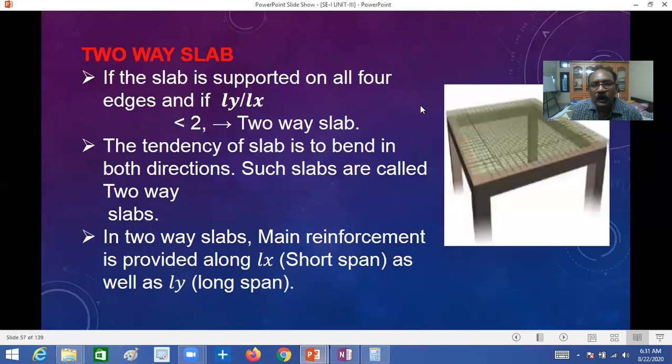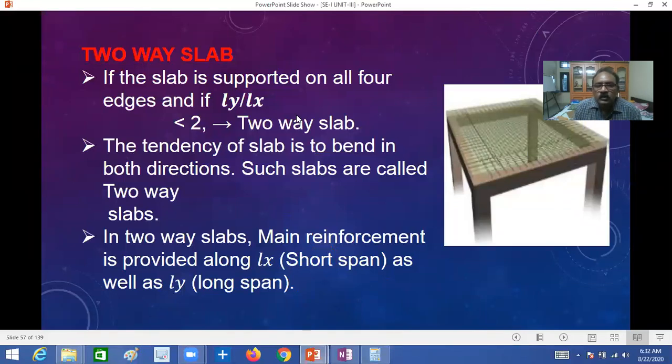Now, in this video, I am going to explain two-way slab. So, what is two-way slab? If the slab is supported on four edges, that is four side beams, it is called a two-way slab. And there is a condition that if Ly by Lx is less than 2, that is a two-way slab. If you see this figure, here the reinforcement is on four beams.